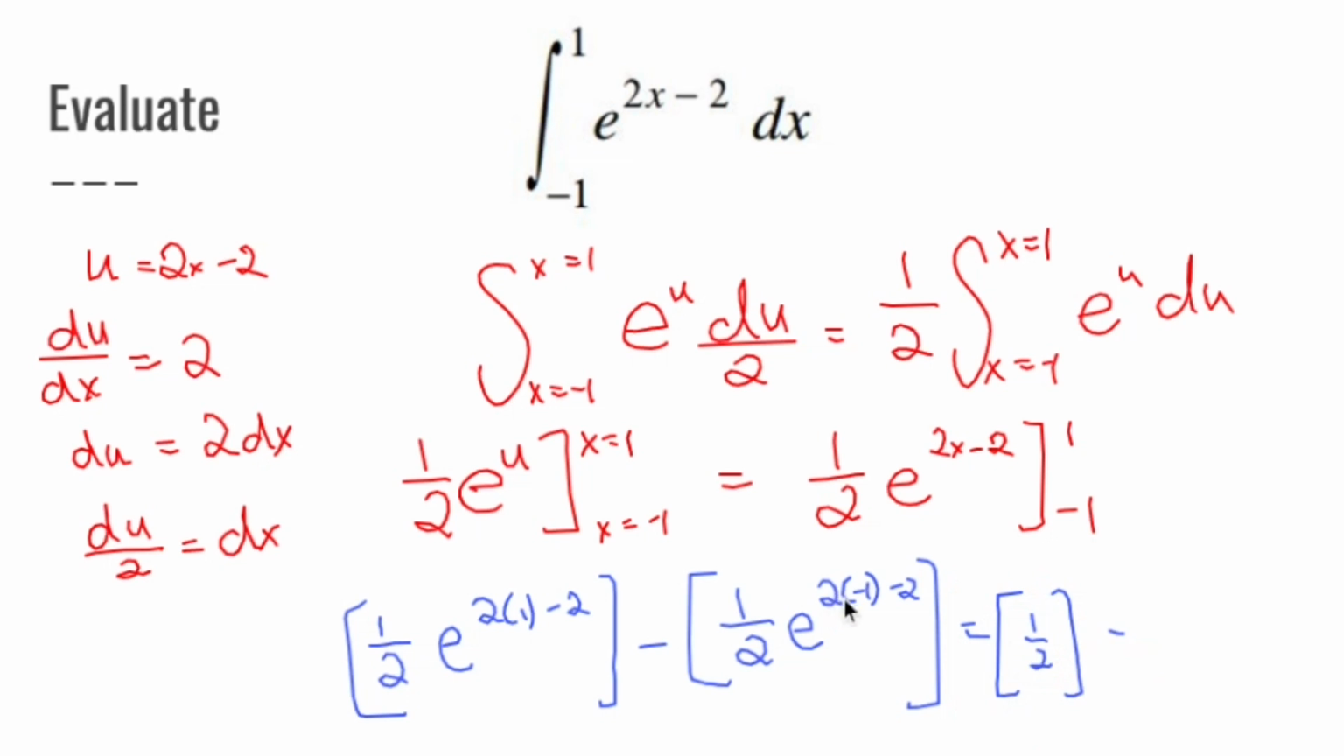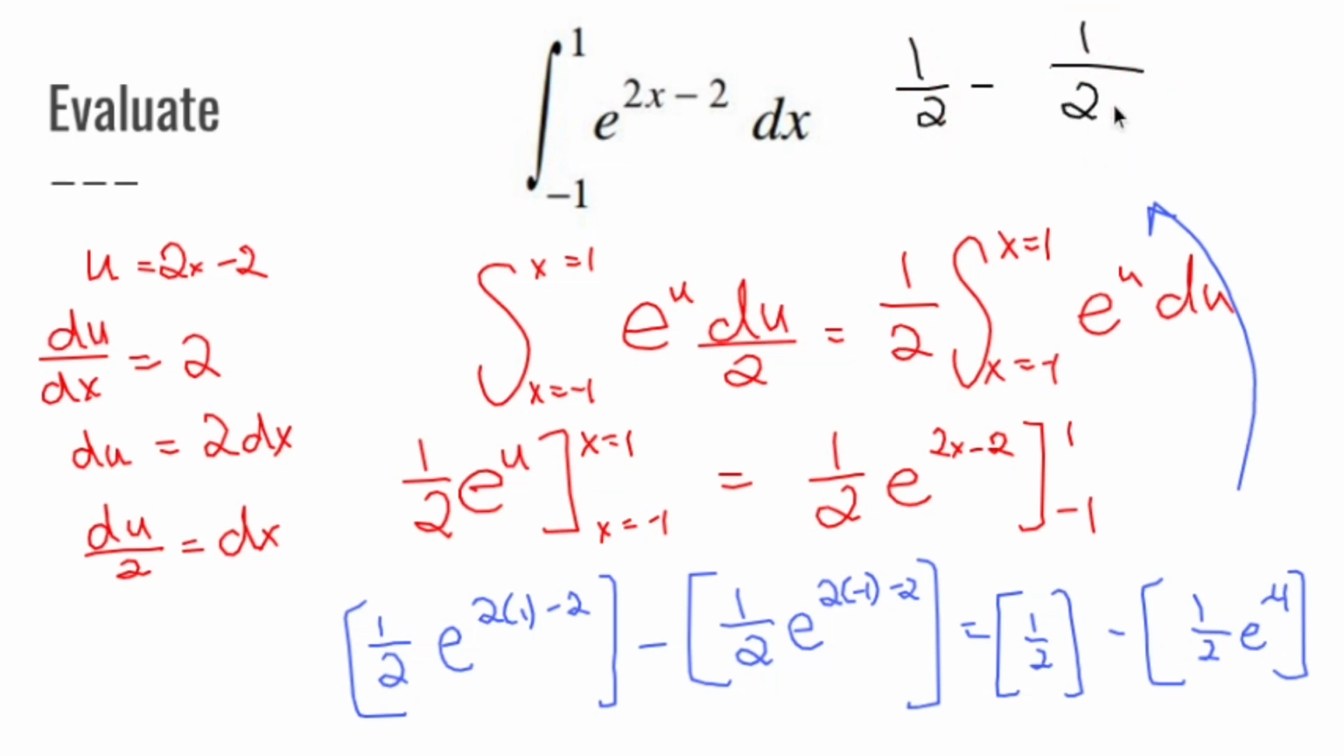Minus, 2 times negative 1 is negative 4 when all this is said and done. So I have 1/2 e to the negative 4. So maybe what I'll do is I'll write this up here, way up here in a different color. We have 1/2 minus 1 over 2 e to the 4th. And that's my guy. Fun, fun, fun, fun, fun.